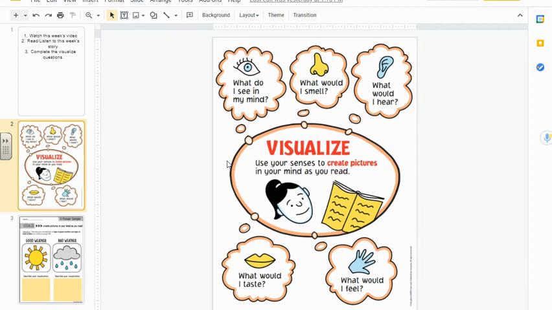Okay? As you read, practice visualizing. In paragraph 21, you're going to see that there's a scene, and I want you to visualize that happening in your head. Because visualizing will help you understand and enjoy the story more.